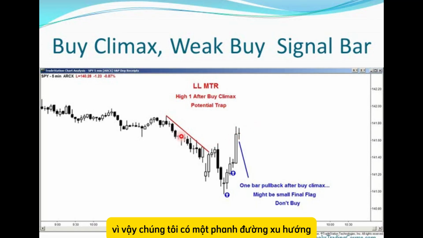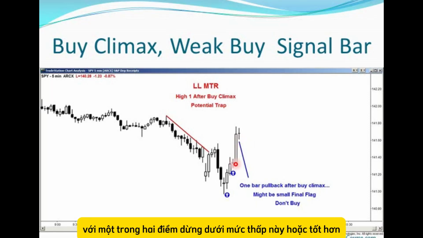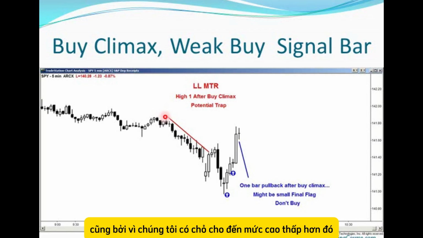So we have a trend line break, a lower low major trend reversal, always in long, probably on the close of this bar, certainly by the close of this bar. And now we have a pause bar. We have 6 bars up without a pullback. I think there will be buyers below the low of this bar, with either a stop below this low, or better, a stop all the way below the bottom of the bull spike. And there may be buyers above the high of this bar as well, because we have room up to that lower high.